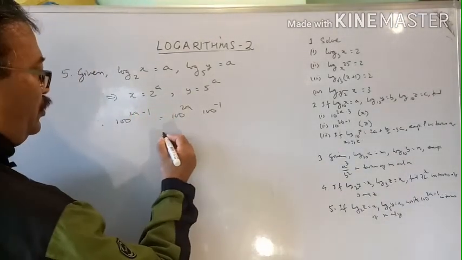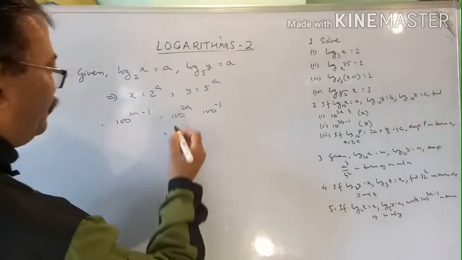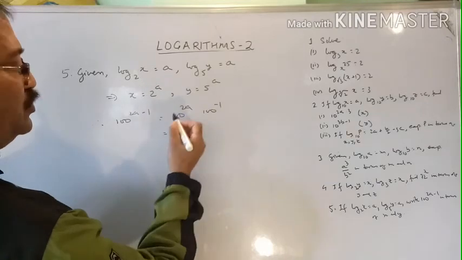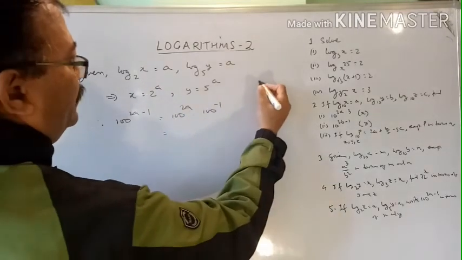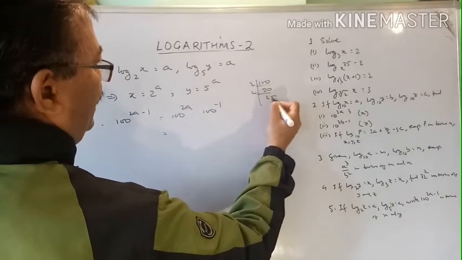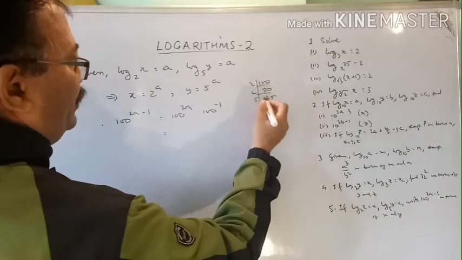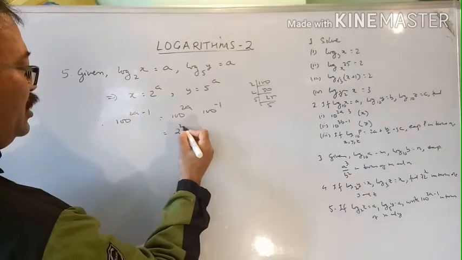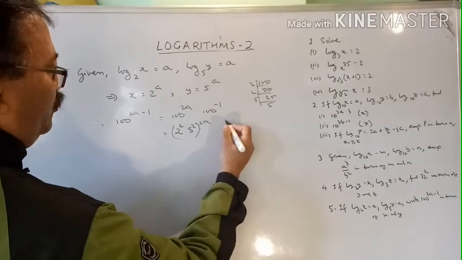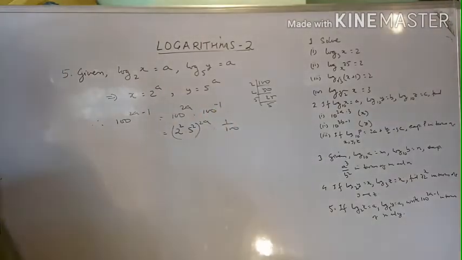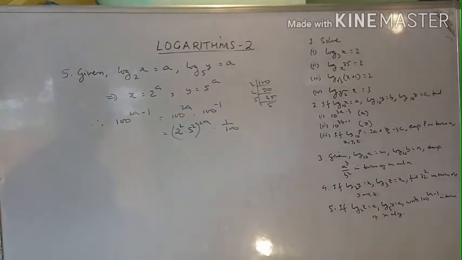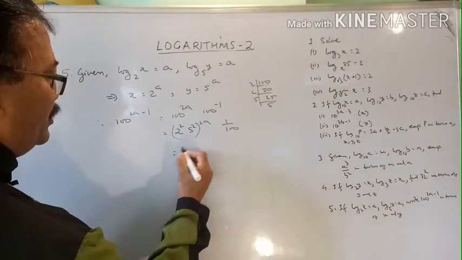Okay, so you can write this as, if you factorize 100, because we know the bases are 2 and 5, so we express this in terms of 2 and 5. So if you factorize 100, 2 will go 50 times, 2 will go 25 times, and 5 will go 5 times. So 2 square into 5 square. So you can write this as 2 square into 5 square to the power 2a into 1 by 100. Okay, this exponent is minus 1, so you can write it as 1 by 100. So you write this power separately.